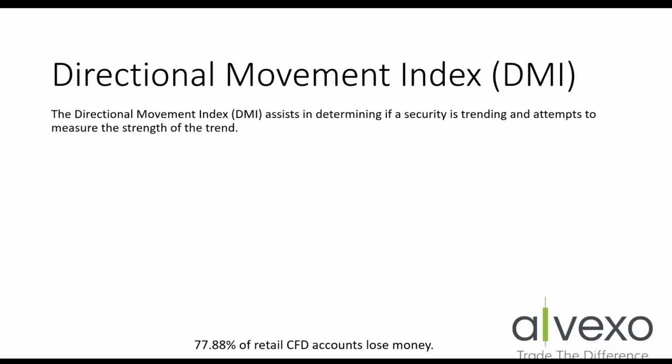Indicator to put on your charts. The directional movement index assists in determining if a security is trending and attempts to measure the strength of the trend. So what does it do? It tells you how strong that movement is, which is very important when you're looking at trends.